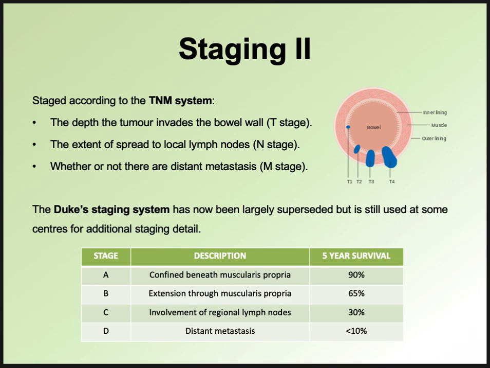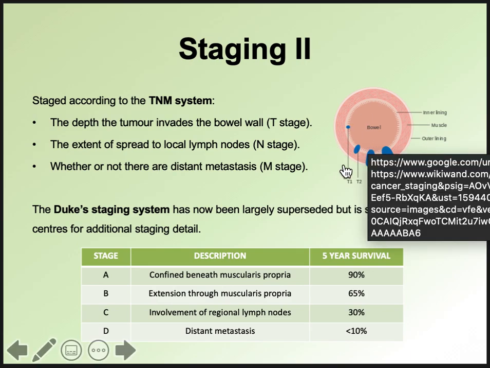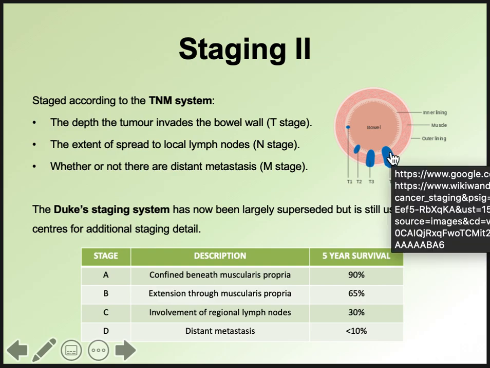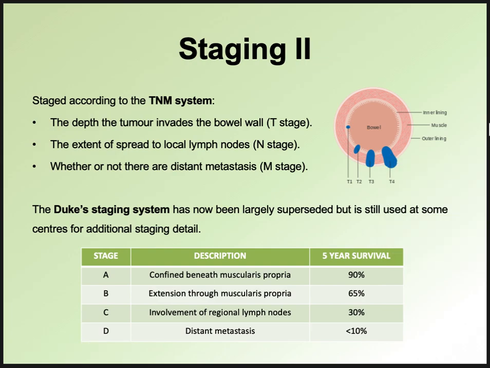So, hypothetically, if we're looking at this diagram here, and we've got a T1 staging, this just means that it invades to the submucosa, whereas T4 invades to the visceral peritoneum. N0 or N2 depends on the number of regional lymph nodes, and M0 or M1 is a yes or no based on whether there's distant metastases. This replaced the pre-existing Duke staging system, which is still useful for exams and to stage certain CRCs.